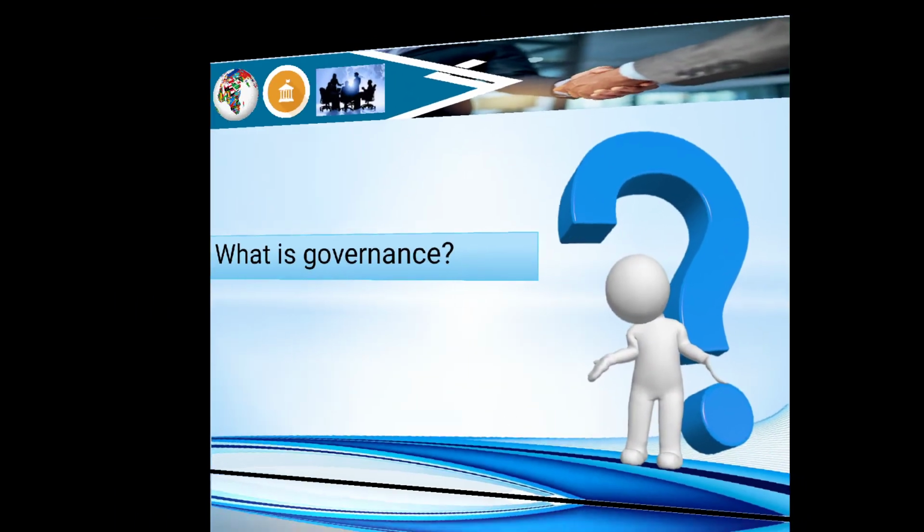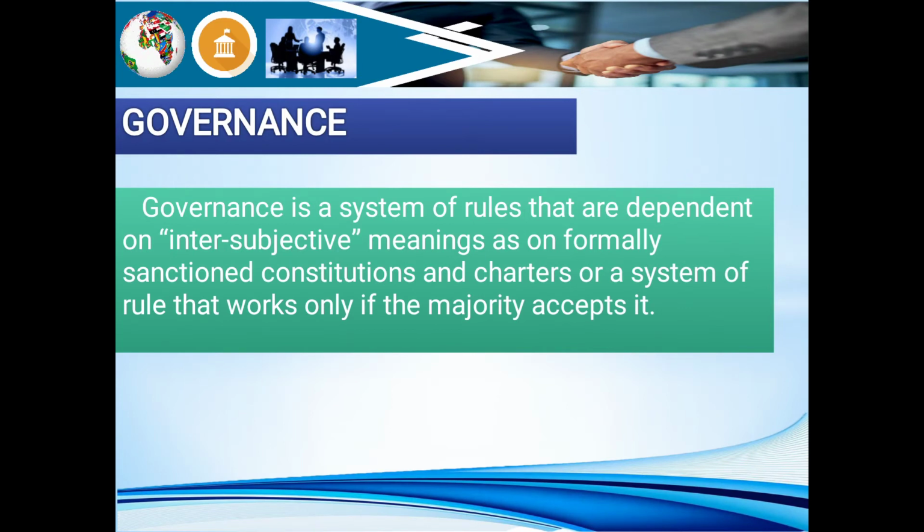What is governance? Governance is a system of rules that are dependent on intersubjective meanings as on formally sanctioned constitutions and charters, or a system of rule that works only if the majority accepts it. In other words, governance is the term for the way a group of people, such as a country, do things. Many groups create a government to decide how things are to be done. Governance is different from politics. Governance is also how government decision making affects people in that nation.